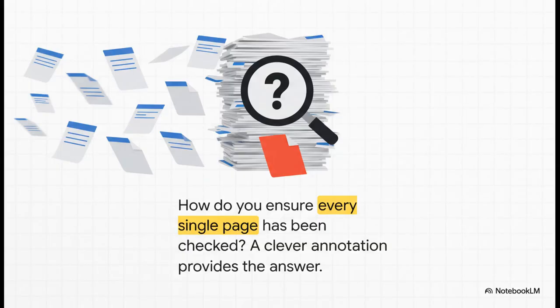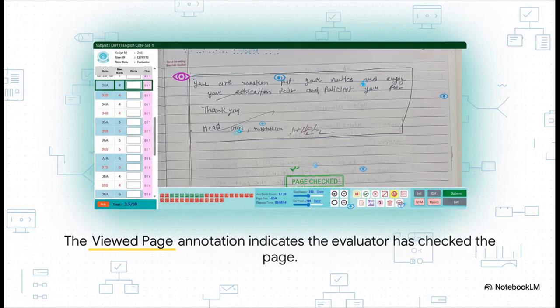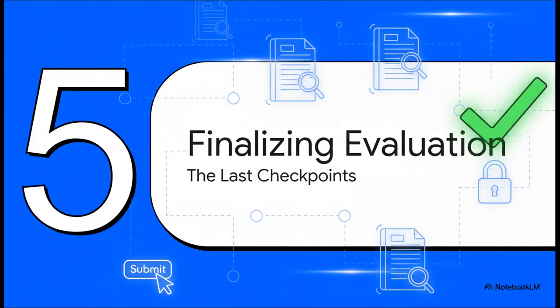Now, with dozens of pages in a single answer booklet, how do you make absolutely sure you haven't accidentally skipped one? This is such a clever and crucial feature. Evaluators have to place this viewed page annotation, that little eye symbol, on every single page of the script they look at. It's like a digital checkmark that proves they've seen it, ensuring nothing gets missed and creating a perfect audit trail.